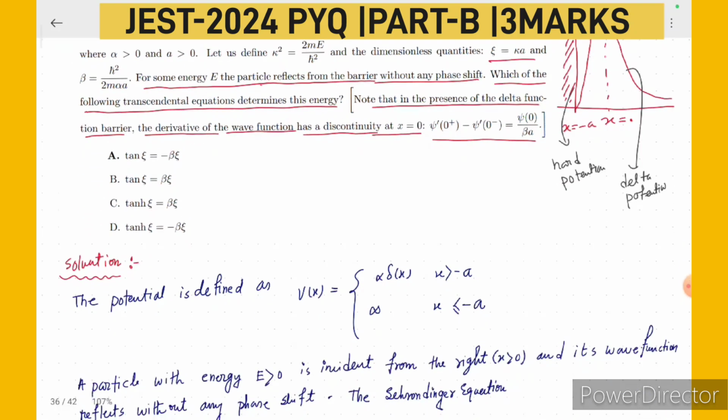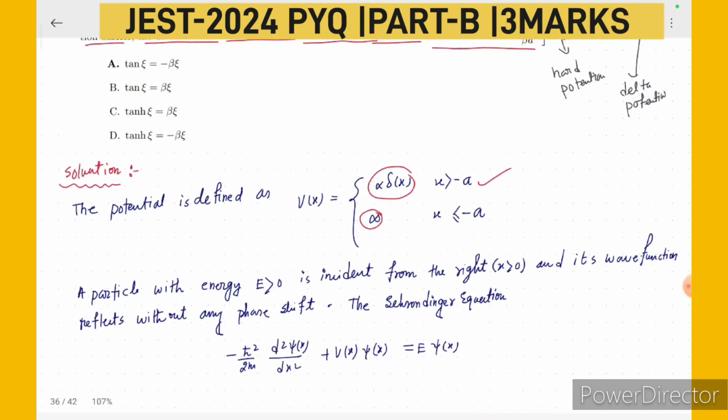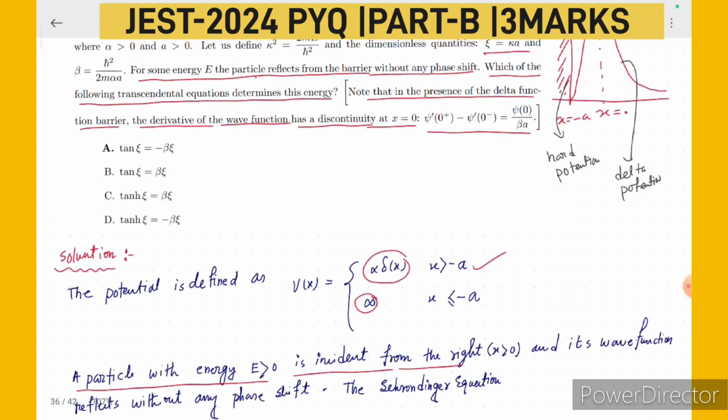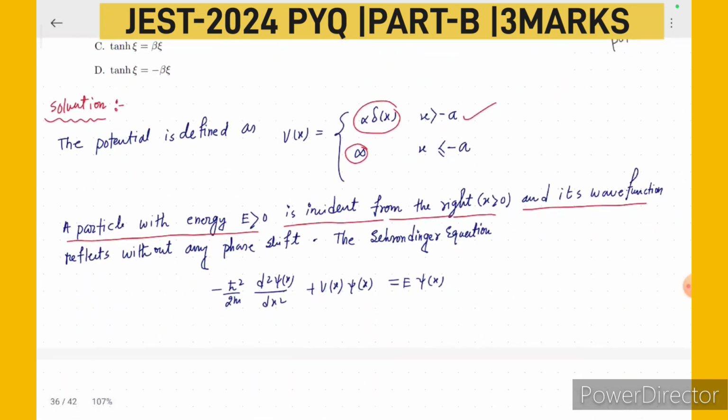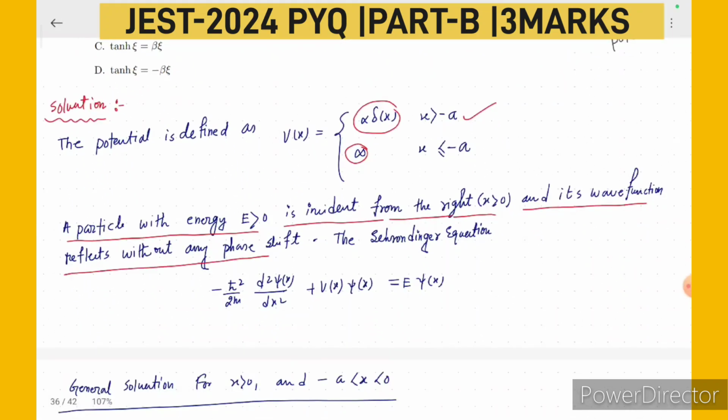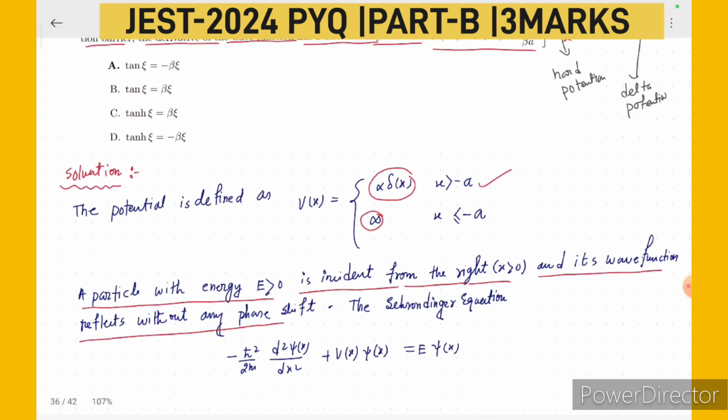Here the potential is defined as V(x) equals α δ(x) for x greater than minus a, and V(x) equals infinity for x less than minus a. This is the hard potential and this is the delta potential. A particle with energy E greater than 0 is incident from the right, from x greater than 0, and its wave function reflects without any phase shift, which is mentioned in the question.